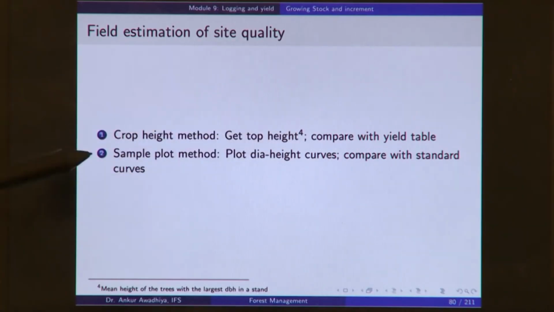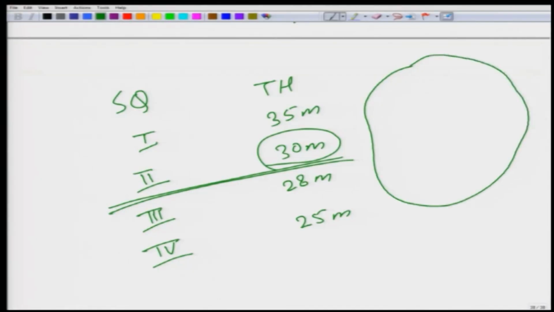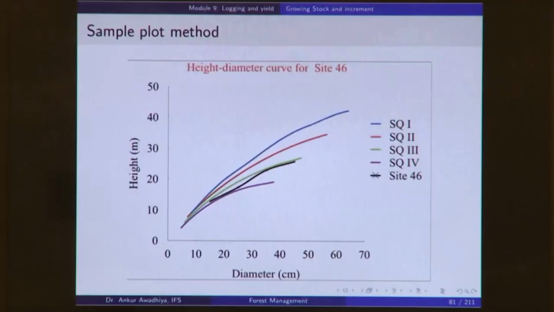Another method is the sample plot method. So, in the sample plot method, you take a sample plot in your forest. So, in this large forest, you took a few sample plots, and in these sample plots, you do a measurement of the diameter and the height of different trees, and then you plot the diameter and height curves for different individuals in these sample plots, and then you compare it with the standards.